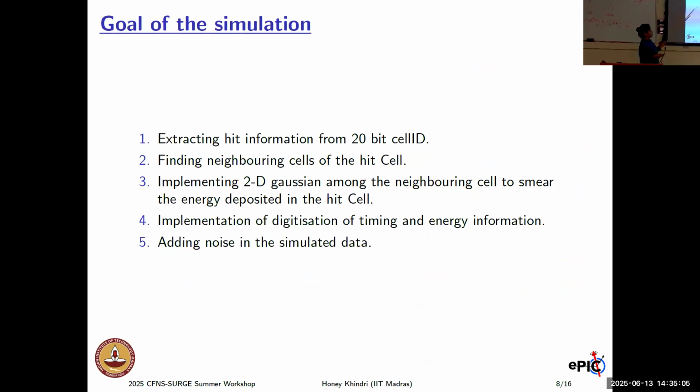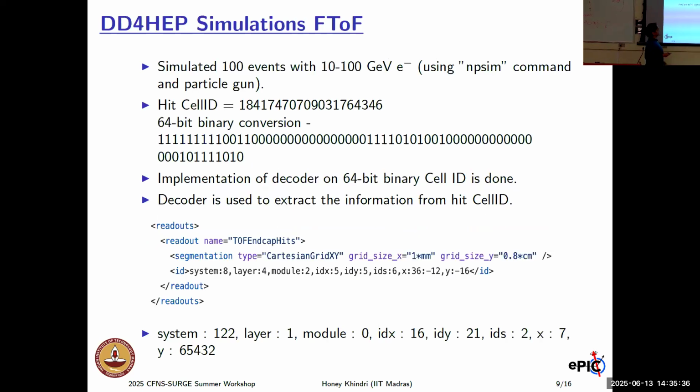The goal of the simulation that I'm doing is to extract hit information, that is a 20-bit decimal number, and then find the neighboring cells and implement the smearing in the energy using a 2D Gaussian. Then comes a little bit tricky and complicated part, the implementation of digitization of energy and timing information. And then to mimic the data, we need to add noise, for which we are planning to use Gaussian random numbers in the simulated data.